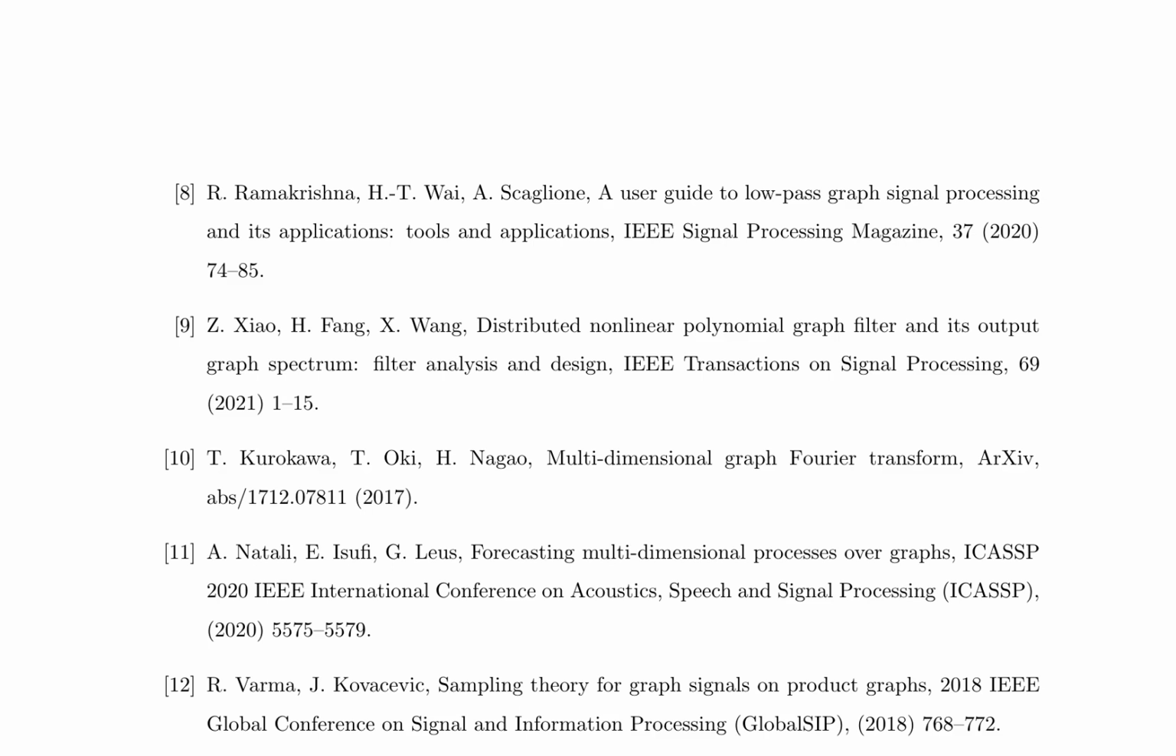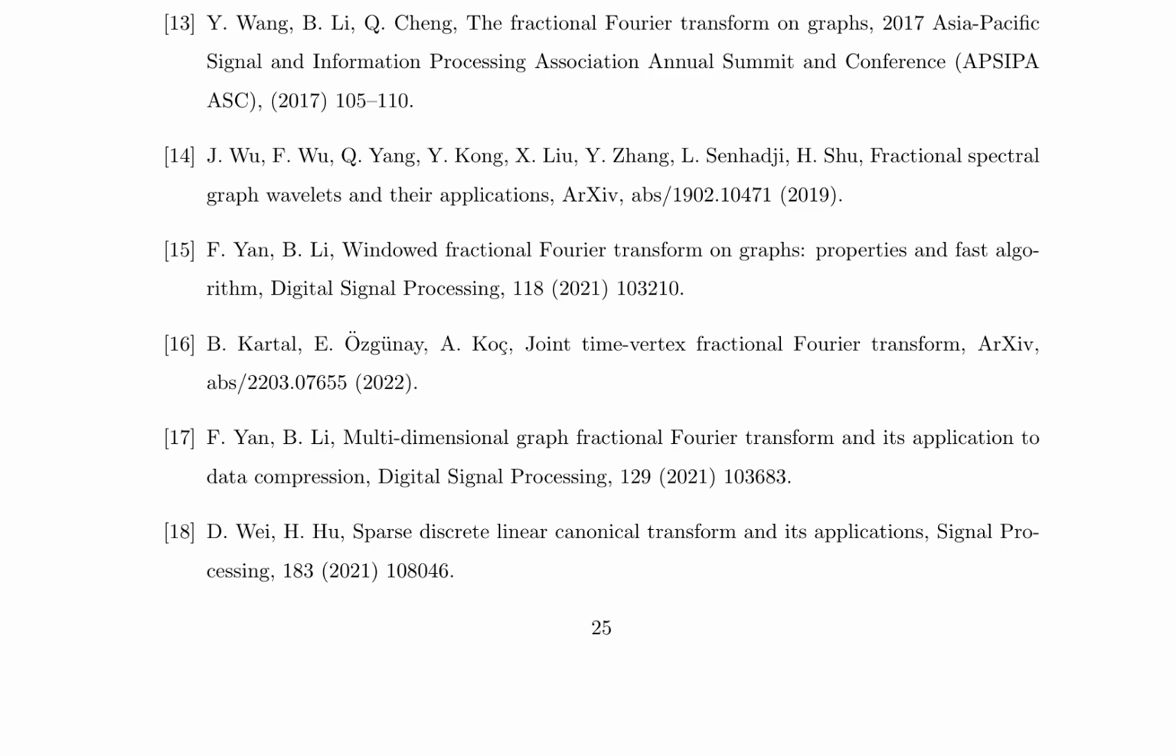11. Sampling theory for graph signals on product graphs has been studied, shedding light on the optimal sampling strategies for these signals. 12. The fractional Fourier transform on graphs has been explored, enabling the analysis of graph signals in the fractional Fourier domain. 13. Recent advancements in graph signal processing include the development of fractional spectral graph wavelets, which offer a flexible framework for graph signal analysis.